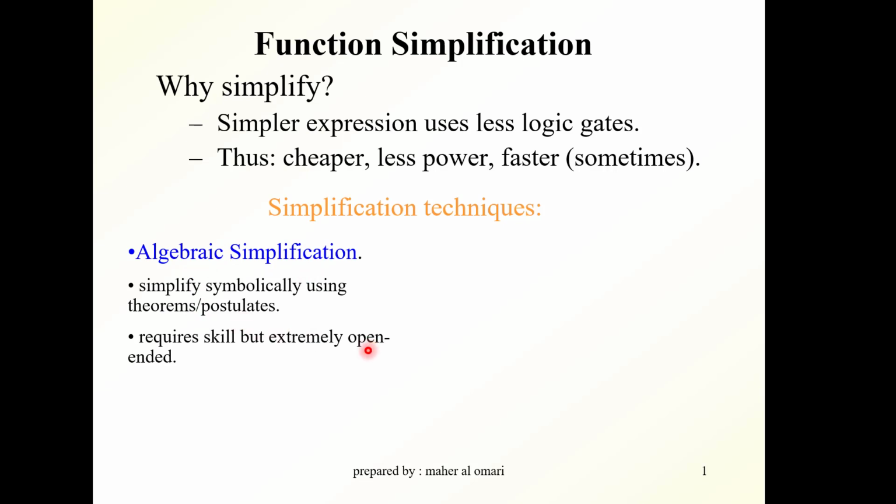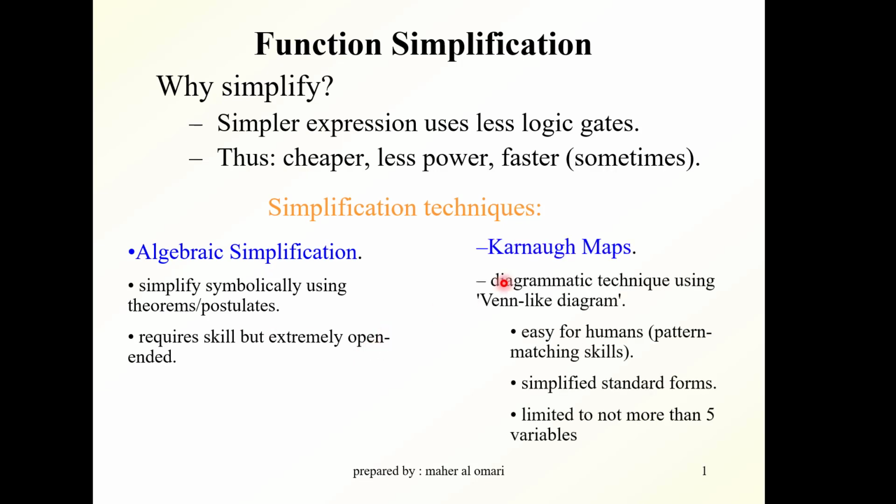The other technique is using the Karnaugh map, and we will talk about this a little bit later. This simplifies standard forms only. You have to put the function in standard form into the K-map. But this technique is limited to 5 variables. If you use more than 4 variables, this technique becomes harder.